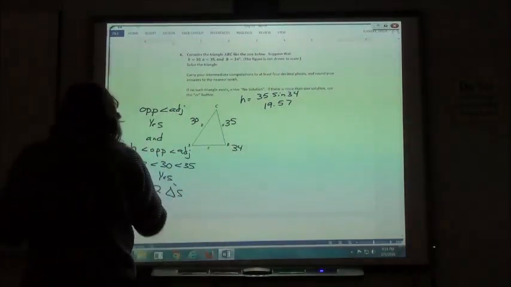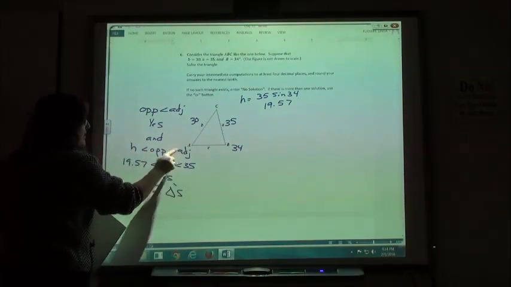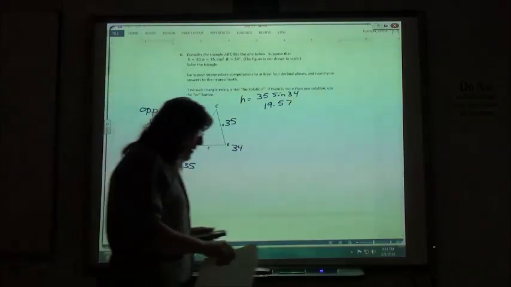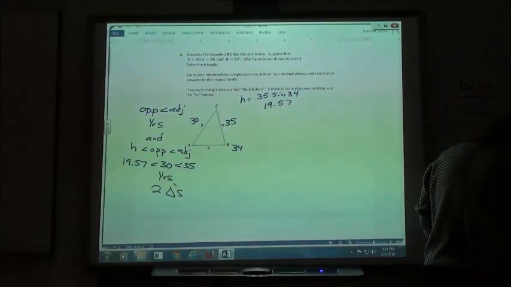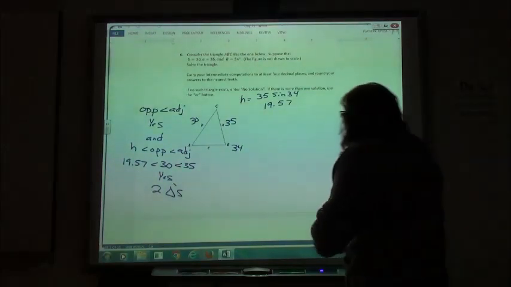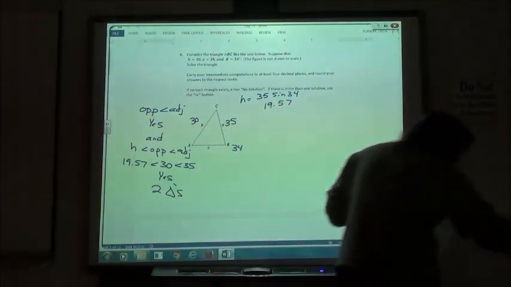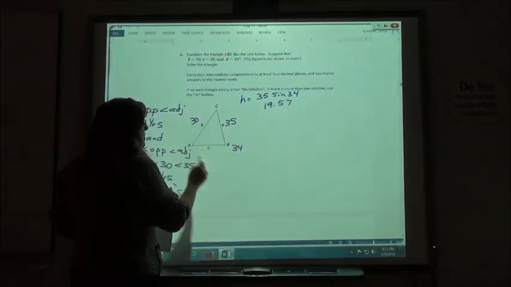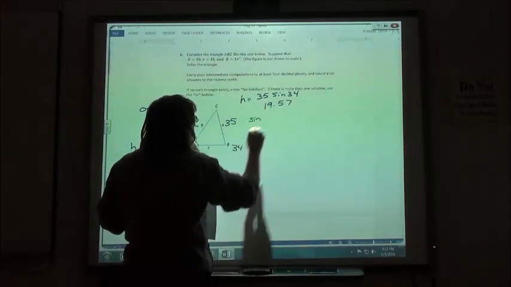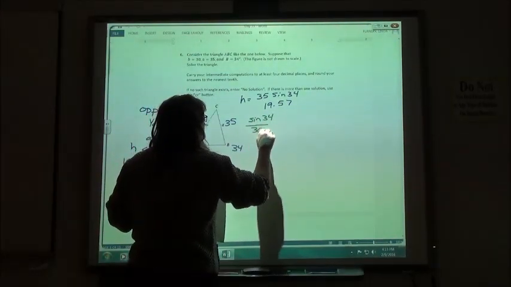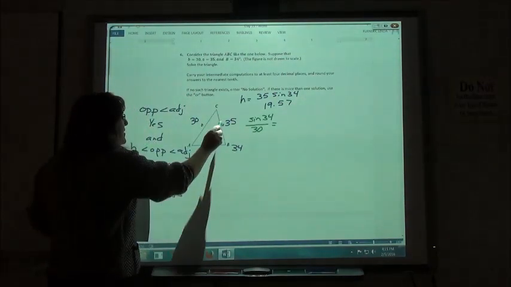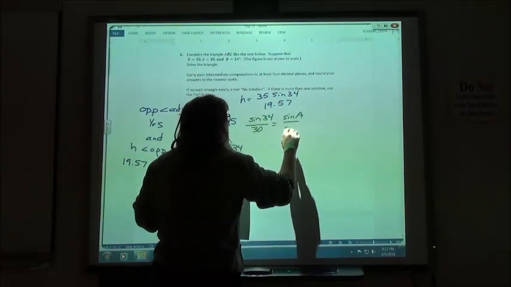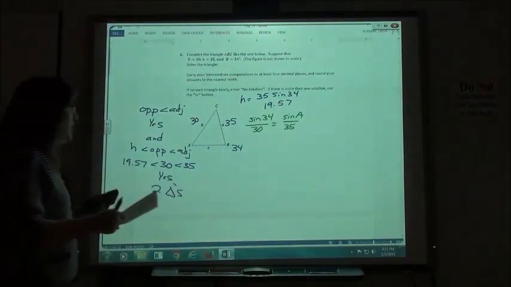All right, so in this case, h is less than the opposite, which is less than the adjacent. I'm going to end up with 2 sets of answers. Hopefully I left myself enough room to write. So, starting this one off, we are going to use our law of sines. I have angle B and side b. So I'm going to use the sine of 34 over 30 equals, and I have side a, so the sine of A over 35. I'm going to solve that.